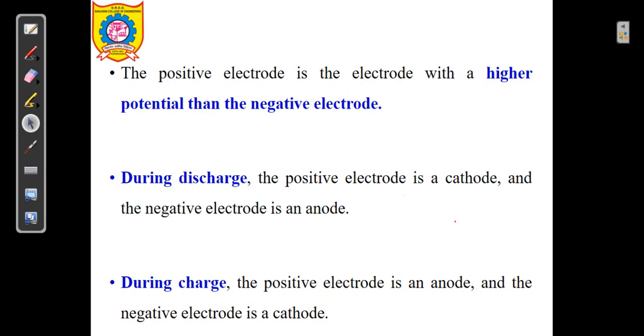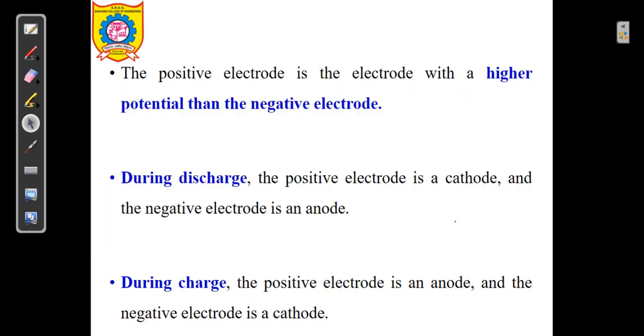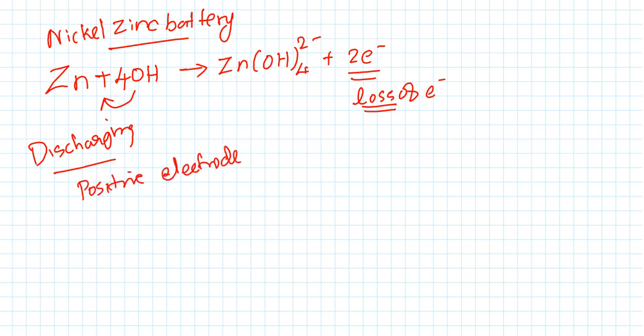If the discharging process takes place, the positive electrode is the cathode. While charging, you can consider there is a loss of electrons.